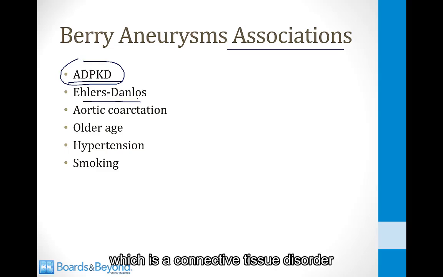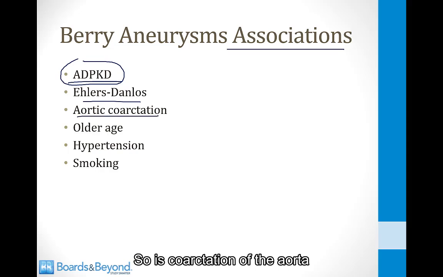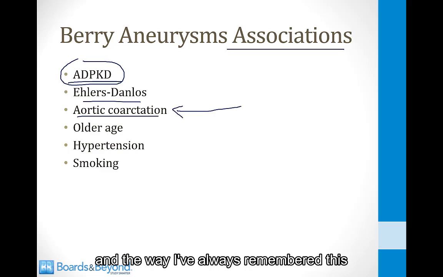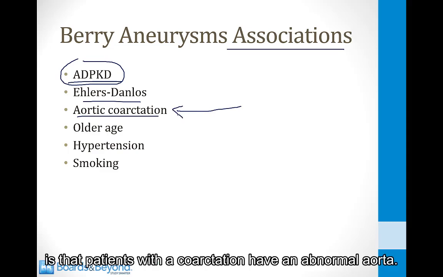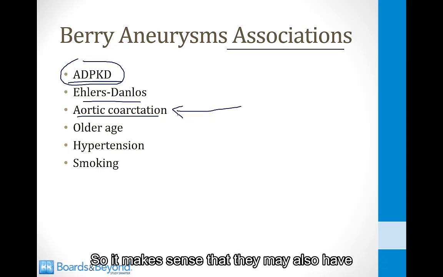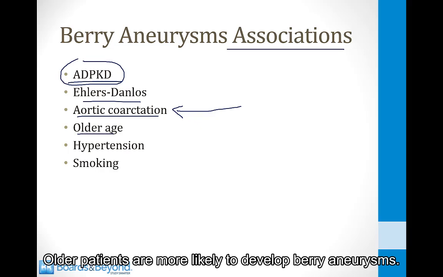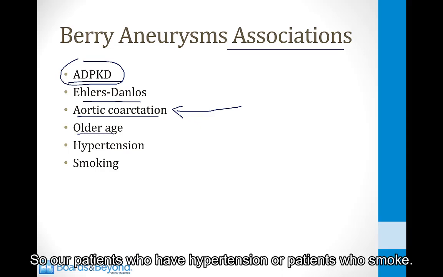Ehlers-Danlos syndrome, which is a connective tissue disorder, is associated with berry aneurysms. So is coarctation of the aorta, and the way I've always remembered this is that patients with a coarctation have an abnormal aorta, so it makes sense that they may also have abnormal blood vessels in their brain. Older patients are more likely to develop berry aneurysms, so are patients who have hypertension or patients who smoke.